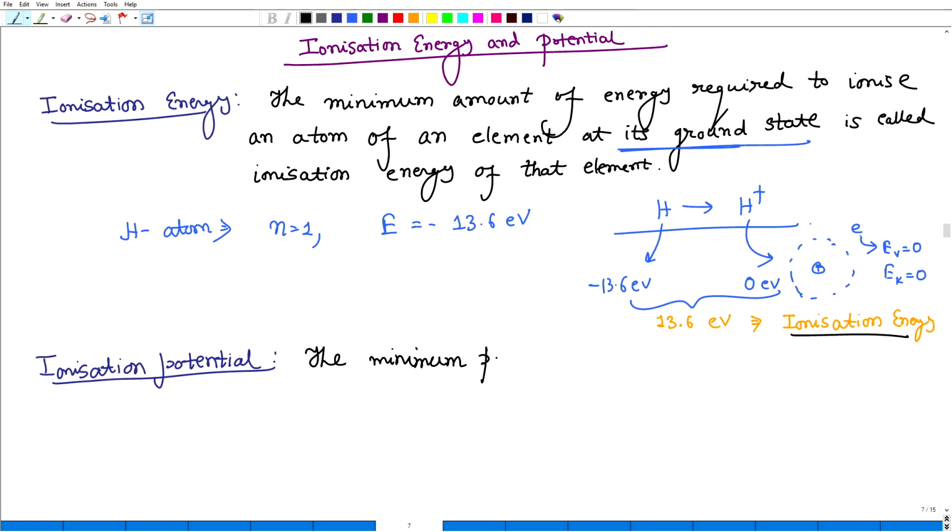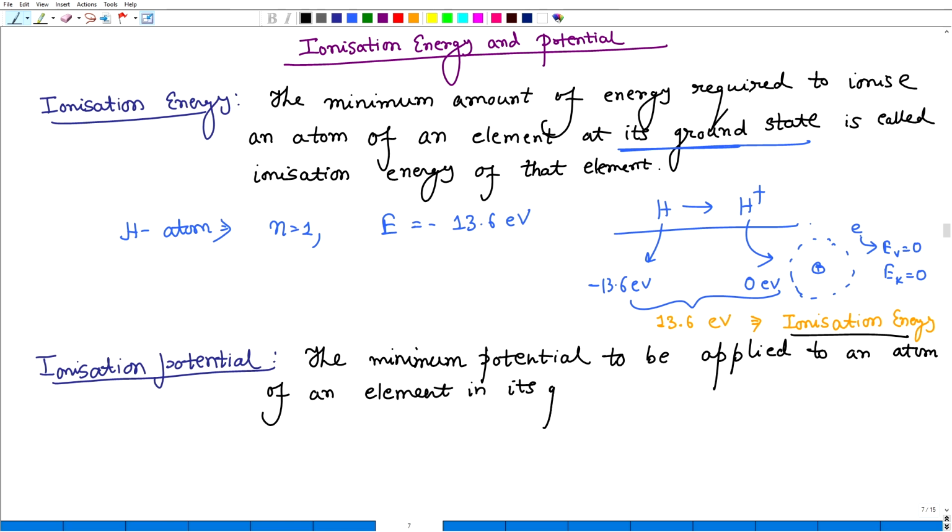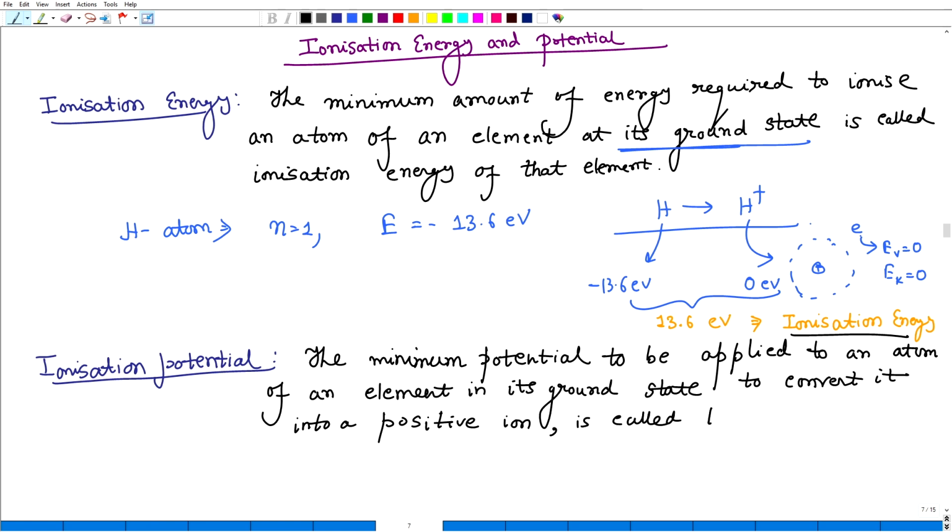Let me write it formally. Minimum potential to be applied to an atom of an element in its ground state to convert it into a positive ion is called the ionization potential of that element. Okay, it's the same thing.